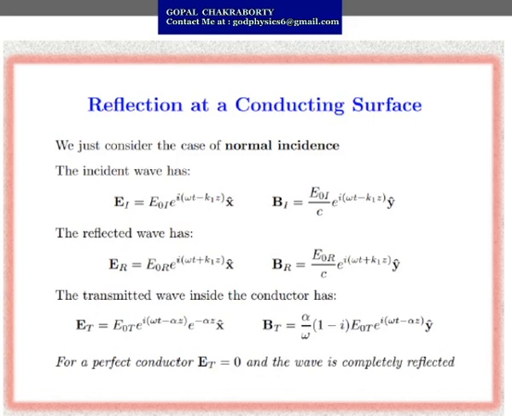Now, the reflection at a conducting surface. We just consider the case of normal incidence. The incident wave has E₁ equals E₀₁ e^(i(ωt − k₁x)) x̂. So E₁ is the electric field along the direction of x, and it has the value given here. Similarly, the magnetic field induction B_I is equal to (E₀₁/c) e^(i(ωt − k₁x)) ŷ.